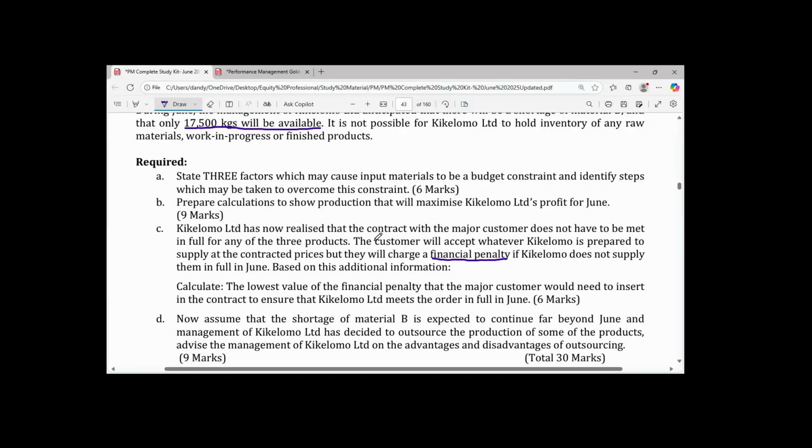In the A part, the examiner is asking you to state 3 factors which may cause input material to be a budget constraint and identify steps which may be taken to overcome these constraints. Let me switch to the working notes so that quickly we can answer the question and then move on.